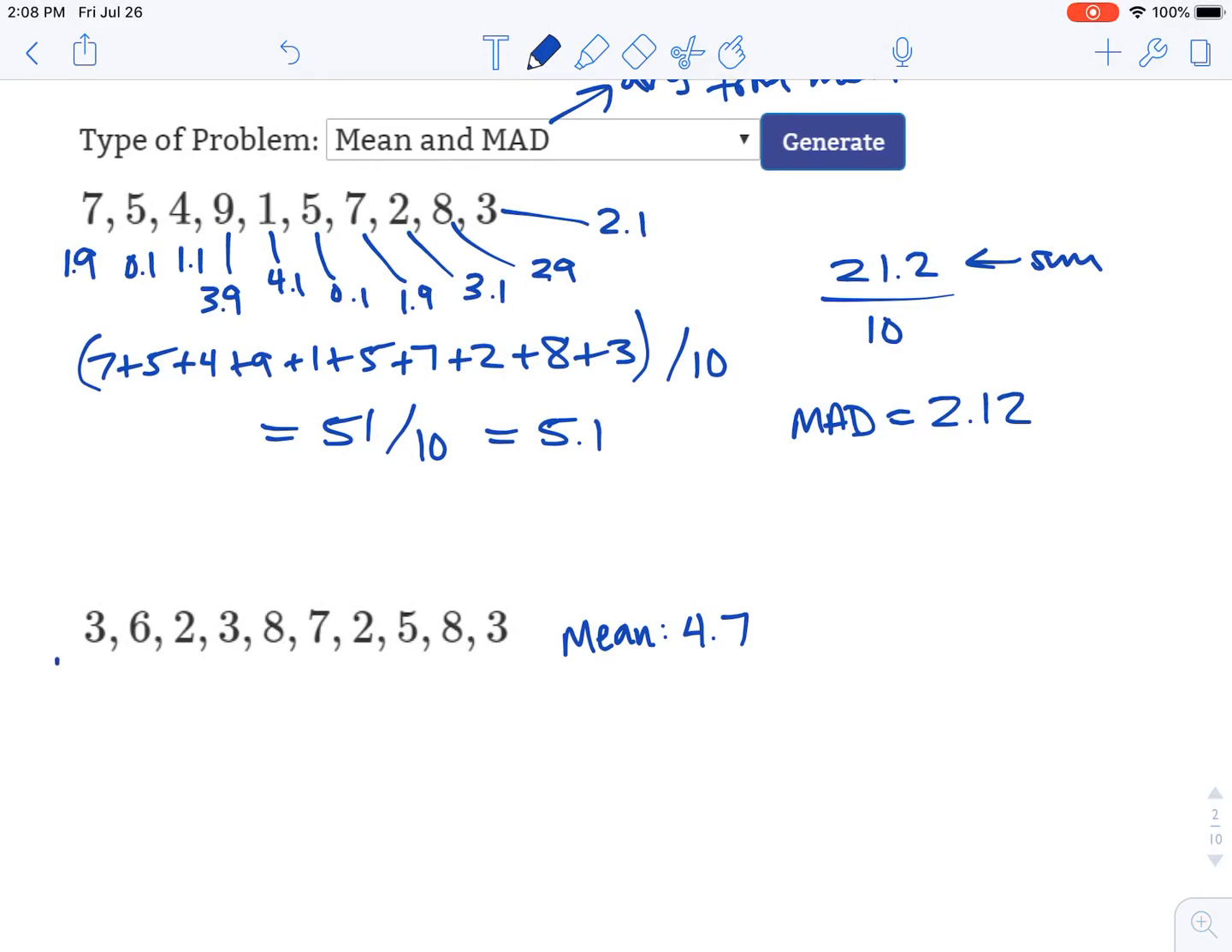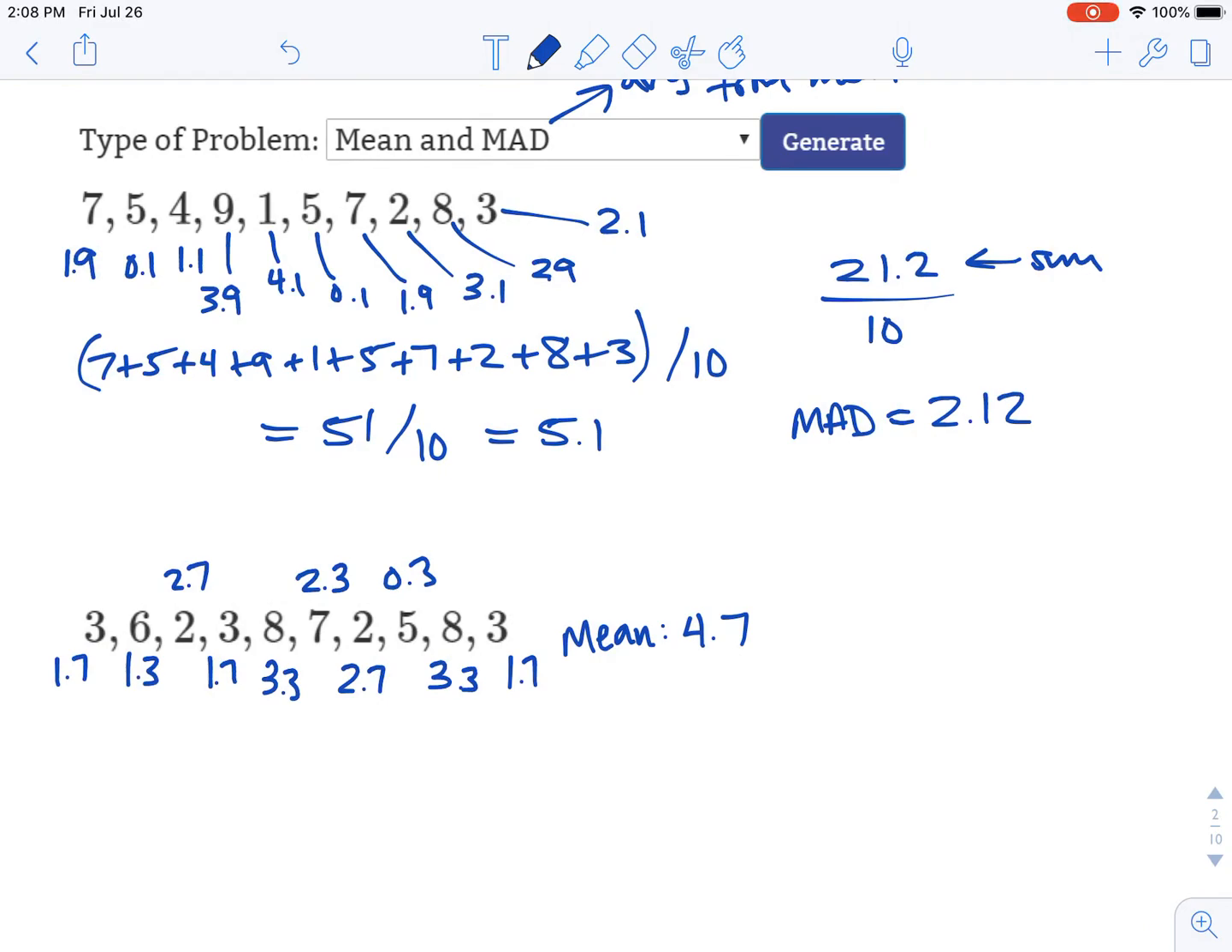So 3 would be 1.7 away, 6 would be 1.3 away, 2 would be 2.7 away, 3 is 1.7 away, 8 would be 3.3 away, 4 would be 2.3 away, 2 is 2.7, 5 would be, I'm sorry, 0.3, 8 would be 3.3, and 3 is 1.7.